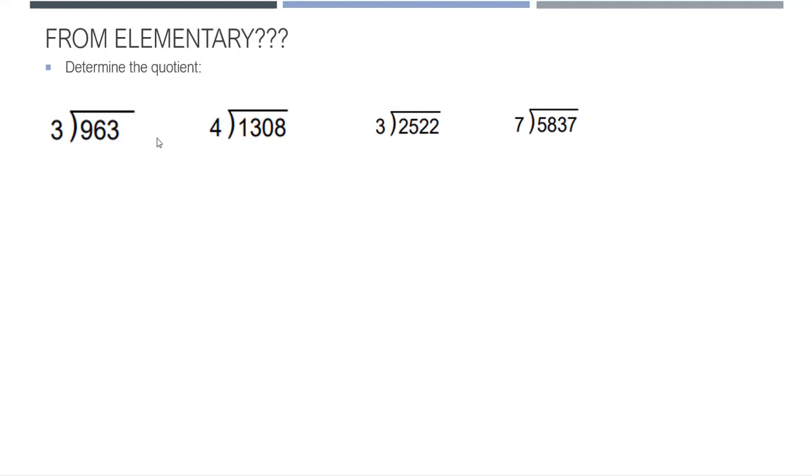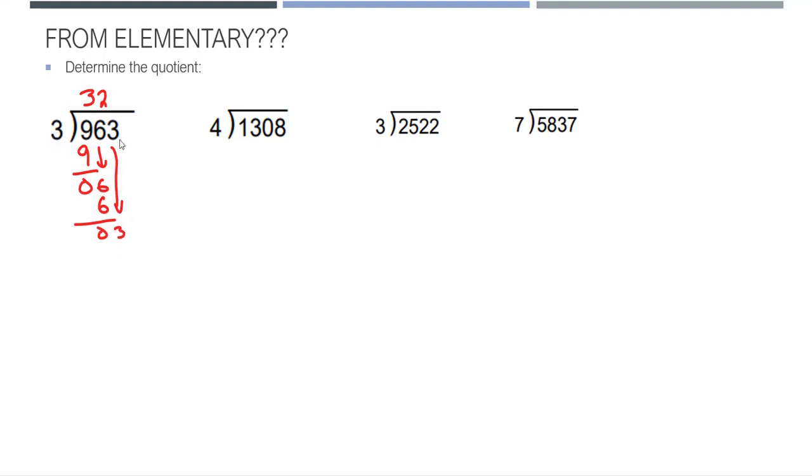This is long division. And when we're doing long division, I want to see how many times does 3 fit into 963. So first, how many times does 3 fit into 9? Well, it fits in 3 times. And then we'd go 3 times 3 is 9. Okay, do a subtraction. 9 minus 9 is 0. And then we would drop down the 6. So how many times does 3 fit into 6? Well, 2. What is 3 times 2? 6. 6 minus 6, 0. Drop down the 3.